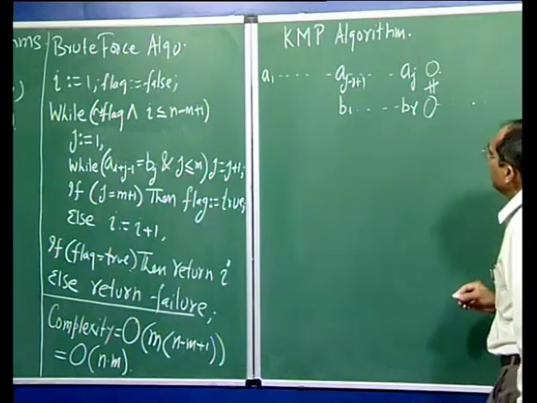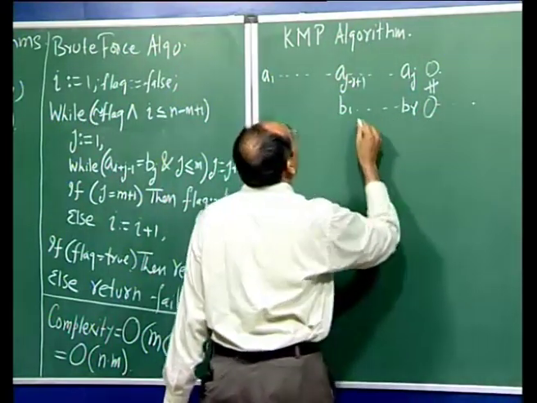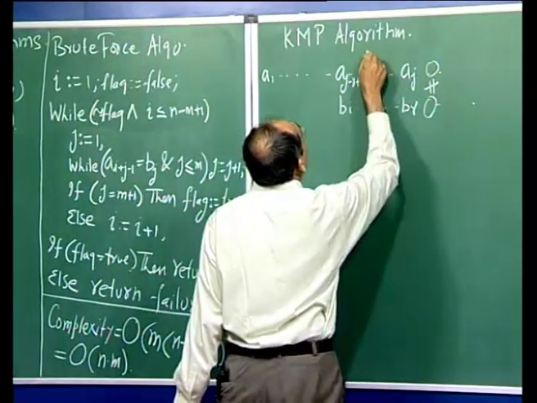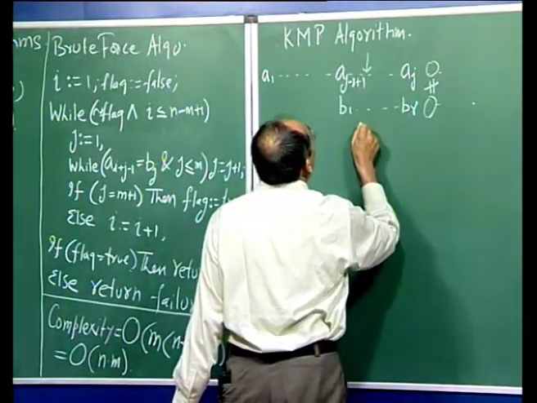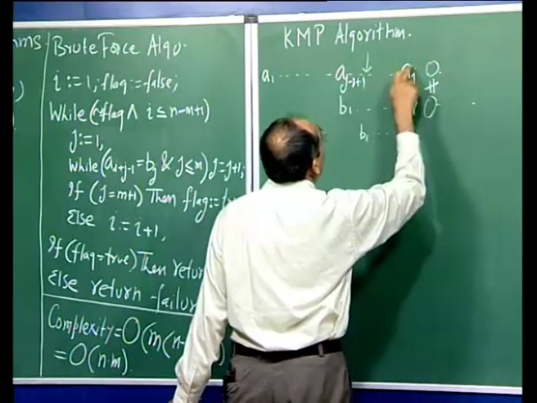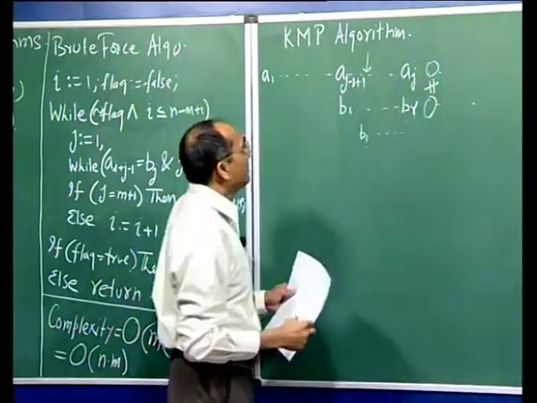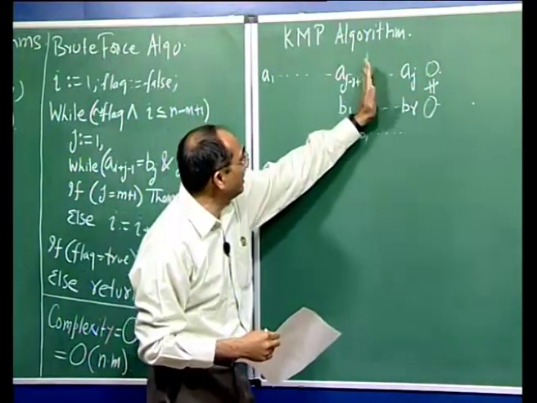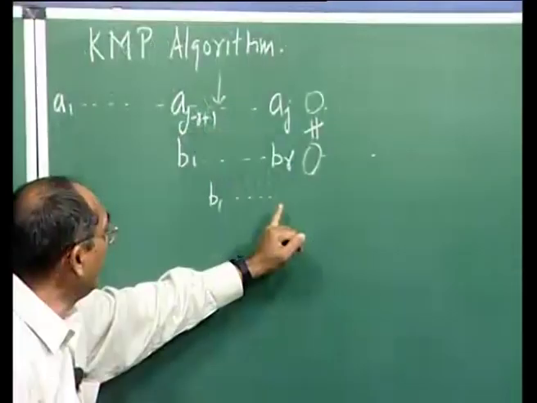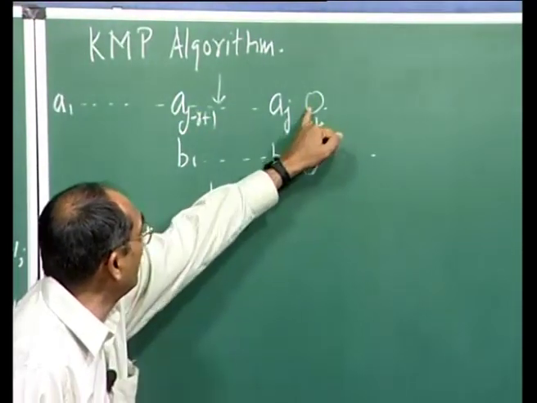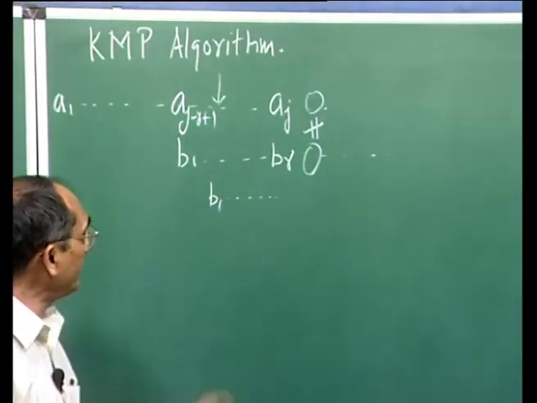At this stage, we will begin matching with the next symbol with B1 and proceed again, trying to find whether this matches with B1, the next one matches with B2 and so on, whether Aj matches with BR minus 1, and then we will see whether the next symbol matches with BR. This is what we will be doing.